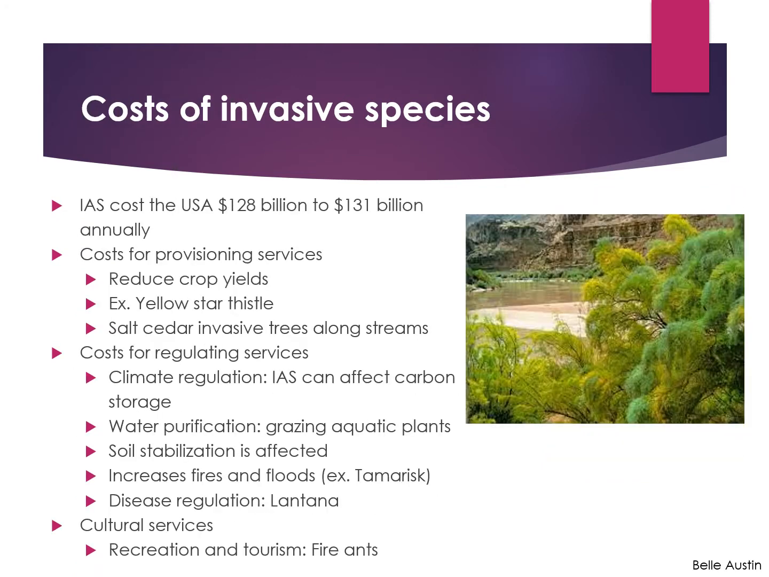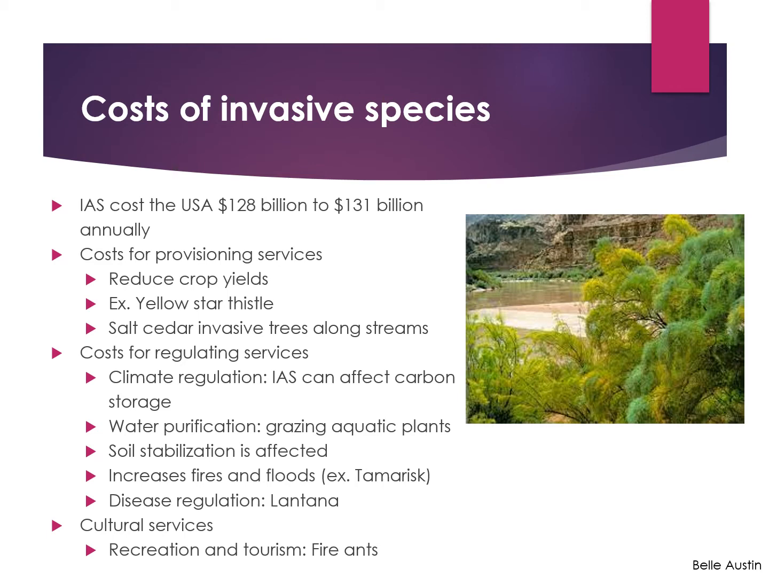Invasive species cost the United States $128 billion to $131 billion annually. Invasive species reduce crop yields. The yellow star thistle, which is an invasive species in California, hurts cows and costs the U.S. $7.65 million. Salt cedar along streams consumes more water, costing the U.S. $26.3 to $67.8 million in water loss.